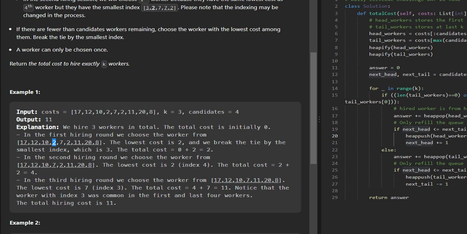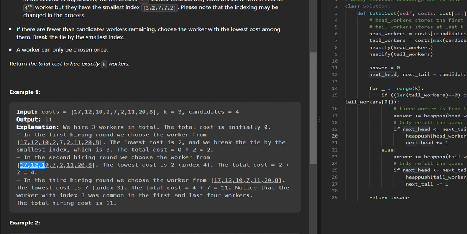So the current cost becomes, initially it was 0, now it became 2. Now come to the second round of hiring. Remember one thing: once you have chosen that 2, the index 3, that 2 should be removed. That 2 cannot be selected again. That's the basic idea. Now in place of that 2, you can see that 7 is coming. After you remove the 2, 7 will come to that portion.